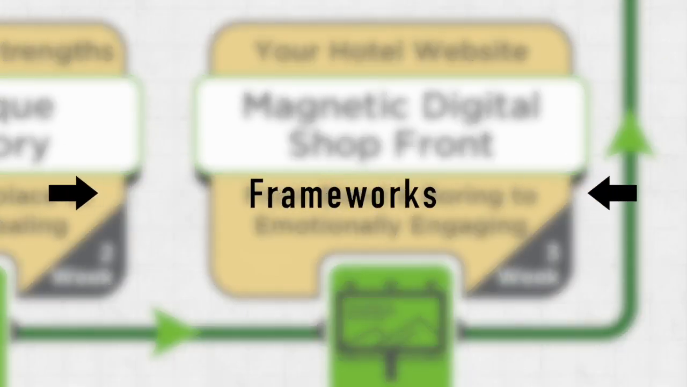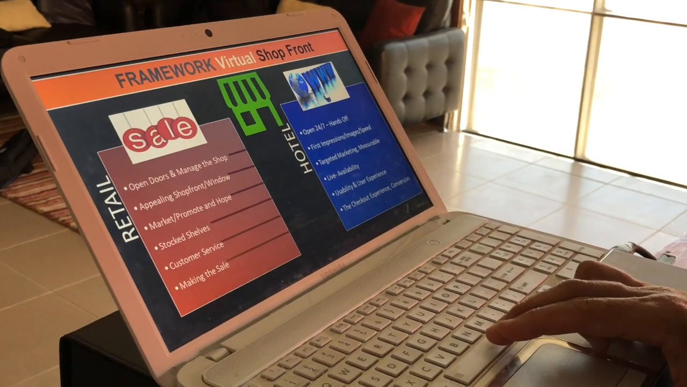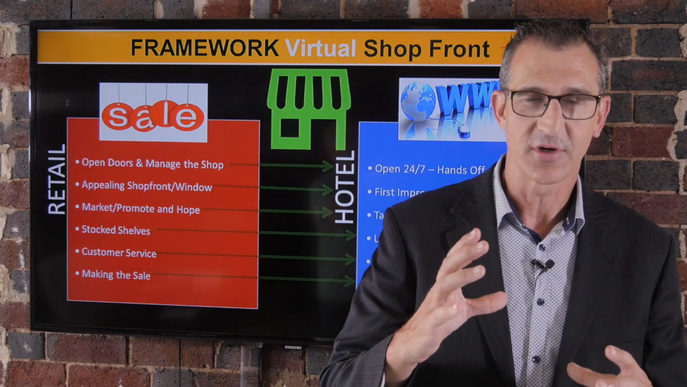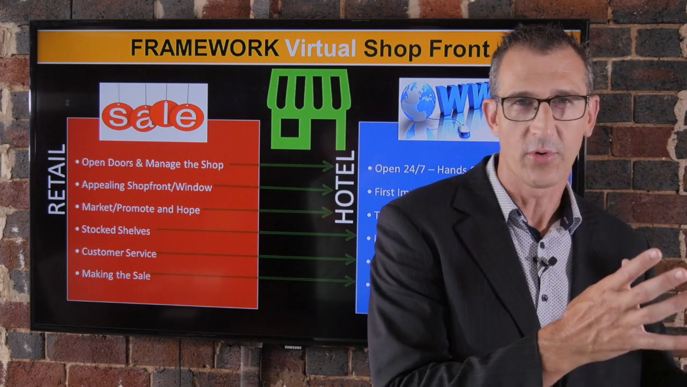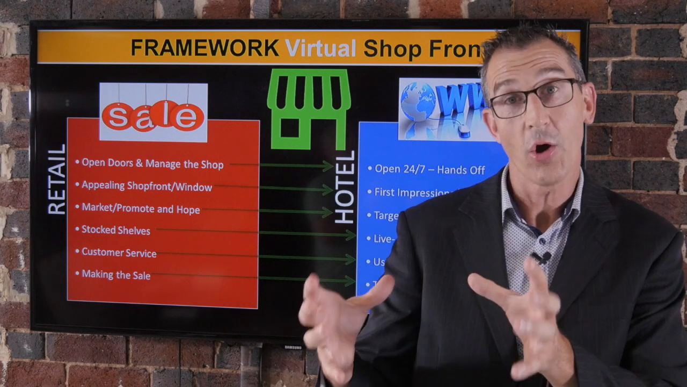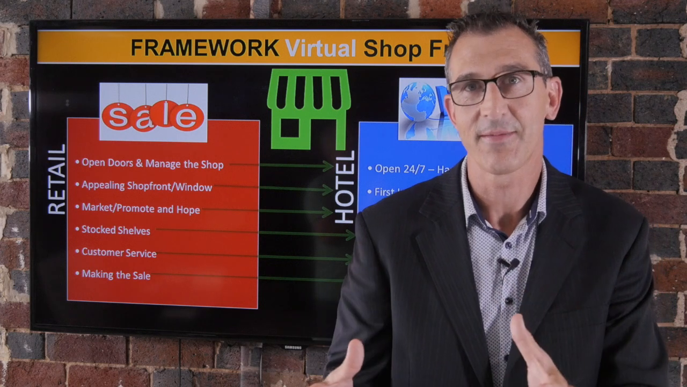The close out of that module there, but I want to just quickly run through the frameworks and templates that are associated with the module, your hotel website, your magnetic digital shopfront. So basically you would have seen this one earlier, which is the virtual shopfront analogy. So again, get yourself familiar with that, and it's just a bit of a shift in your mindset, that if you compare back to a retailer, how they operate their business, how can your hotel website conduct the same function for you?